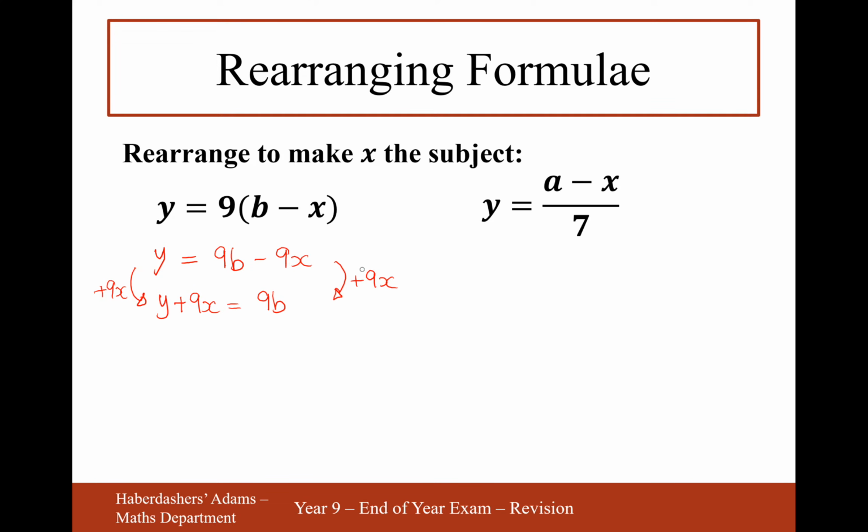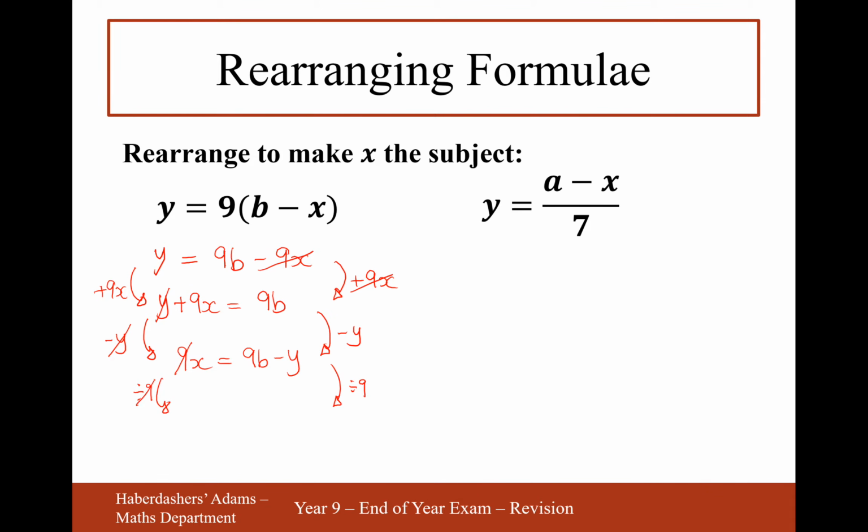9b minus 9x, add 9x. These two expressions here will cancel each other out, and there we are. The next thing I need to do is I'm making x the subject, so I need to take away y from both sides. So minus y and minus y. On the left-hand side, the positive and negative y will cancel out, so that'll leave me with 9x equals 9b minus y. And the last thing to do will be to divide by the 9, so divide by 9 on both sides.